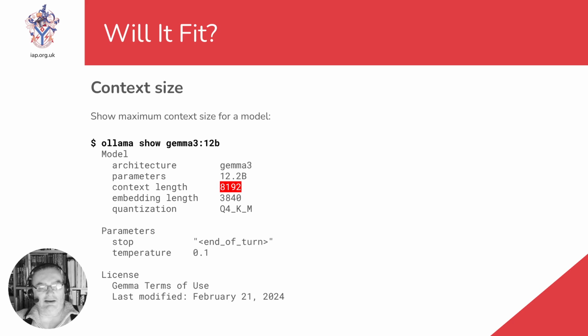Actually, this slide is out of date. Google have released an updated Gemma 3 model with a maximum context size of just over 131,000 tokens.